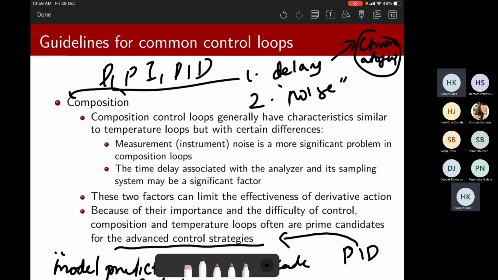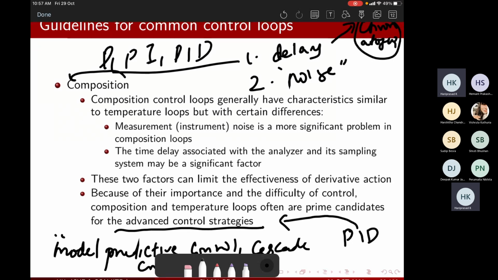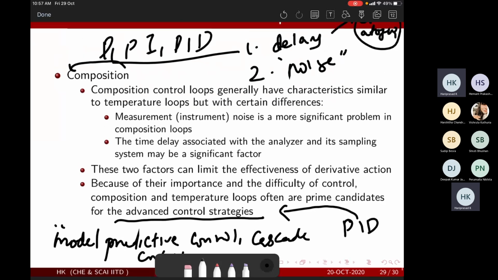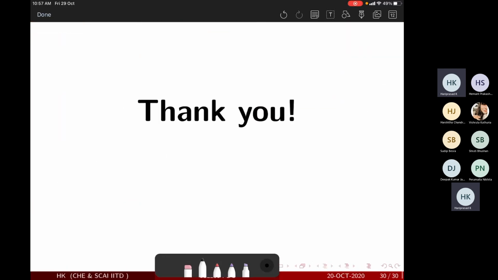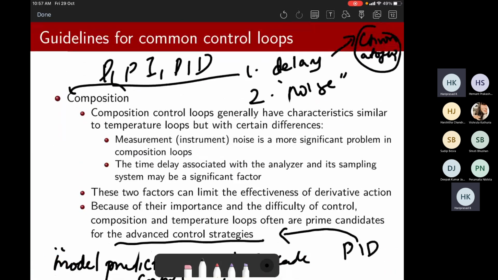Because of these two things, the delay, and because these PID controllers are instantaneously acting, for an error you correct now. Because of this delay, you would be correcting for something that happened much earlier. So it will not be in sync with the current correction. So what would happen as a result? They tend to be slightly ineffective. That's why you need to explicitly use advanced process control strategies for composition, but others are also okay.